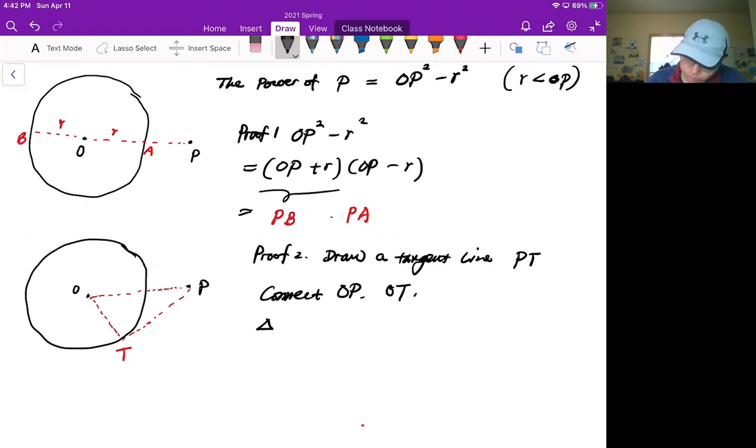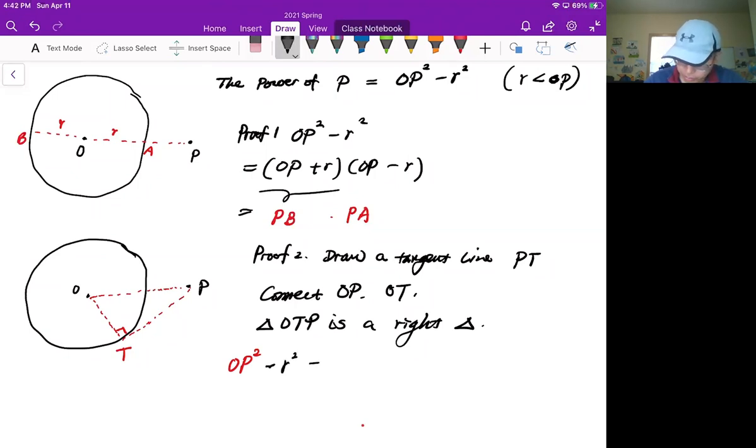So I know that the triangle OTP is a right triangle, right? So this is a right triangle. Okay. Well, if it's a right triangle, now tell me what is OP squared minus R squared. So what is OP squared minus R squared? What is this?